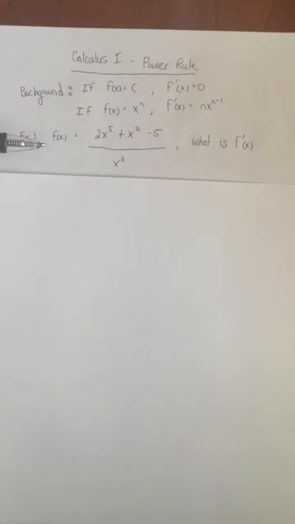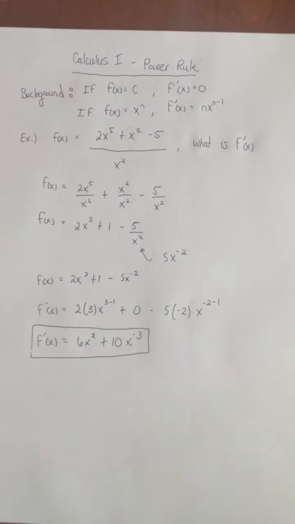So here we have our example problem. F of x is equal to 2x to the fifth plus x squared minus 5 all over x squared. And so we want to know what is the derivative of that function. So the first step is we want to simplify this fraction by applying the x squared to each individual term.